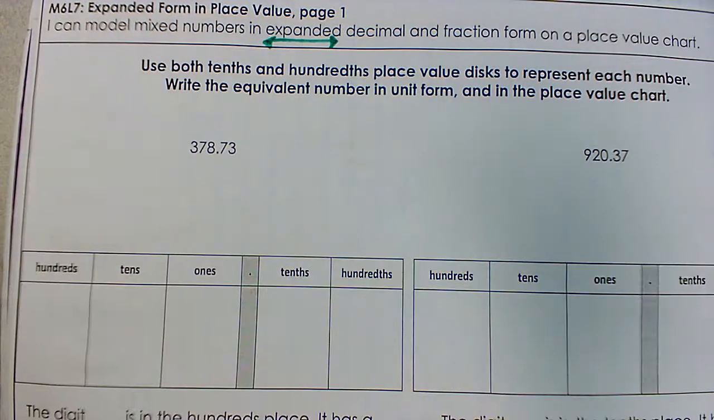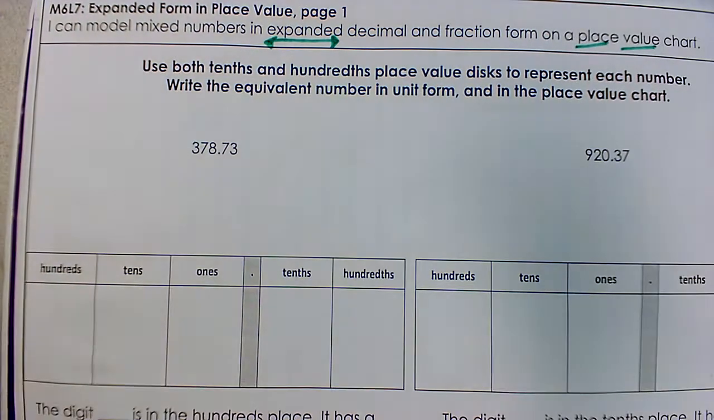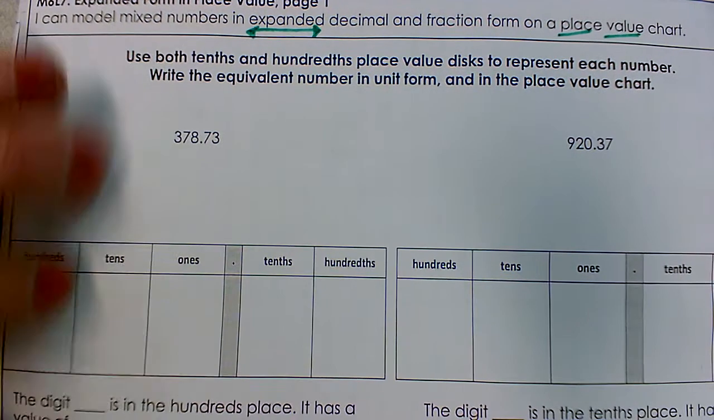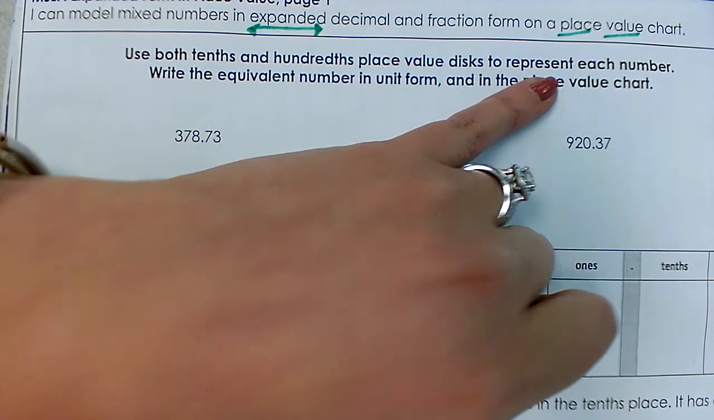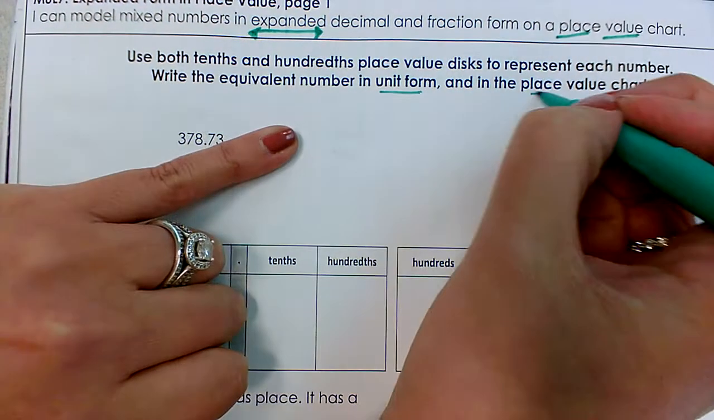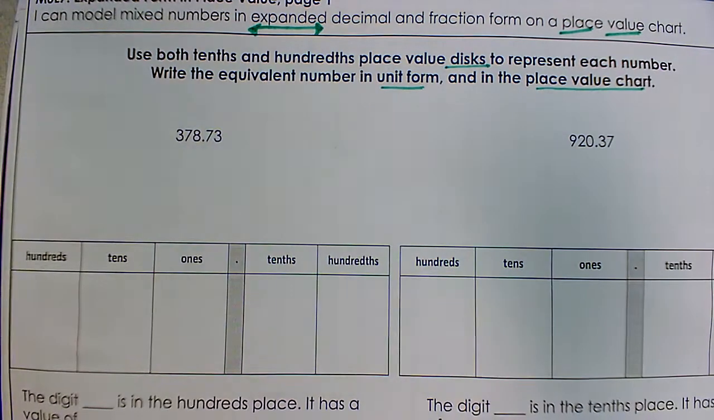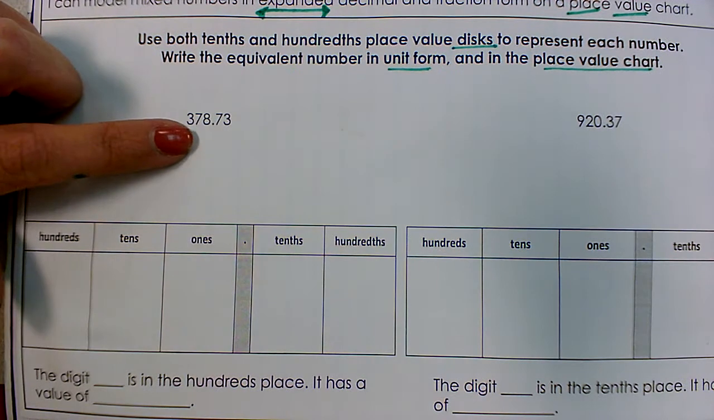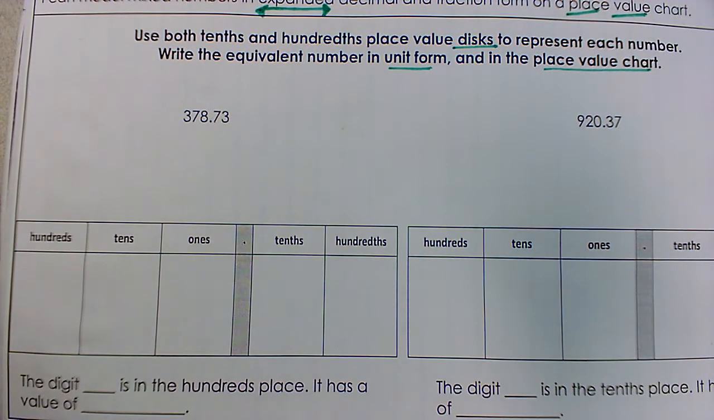And that's exactly what we're going to do. And to do that, we're going to keep in mind our place value of each digit. So our first directions tell us to use both tenths and hundredths place value discs to represent each number. Write the equivalent number in unit form and in the place value chart. So we have three jobs. We're going to use discs, unit form, and place value chart. So the first number is 378 and 73 hundredths.